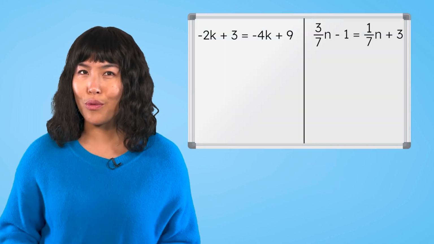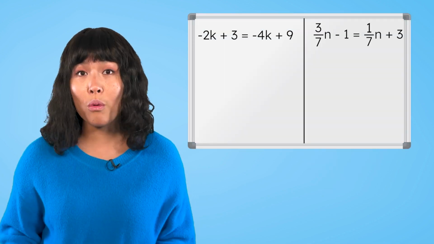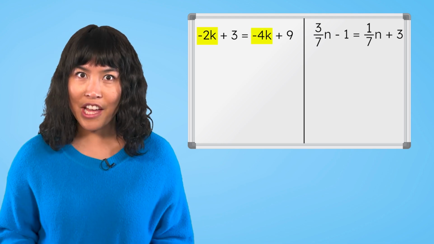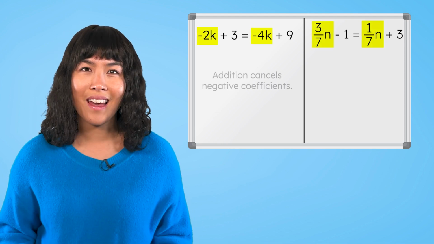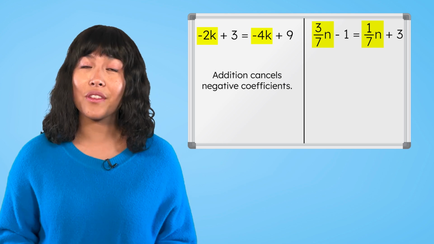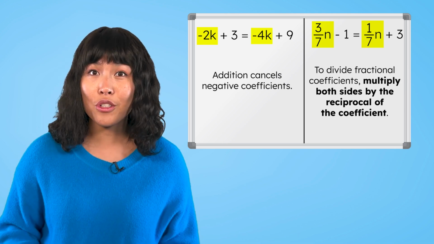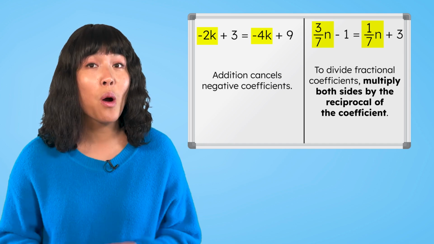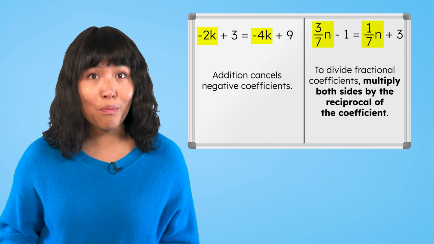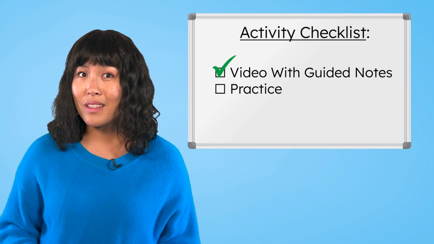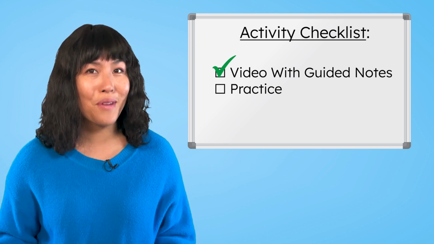Today, we solved equations with variables on both sides of the equal sign, and they had negative and fractional coefficients. We learned that addition cancels negative coefficients, and to isolate variables from fractional coefficients, we multiply both sides by the reciprocal of the coefficient. Once you finish your guided notes, you can move on to the day 1 practice levels.